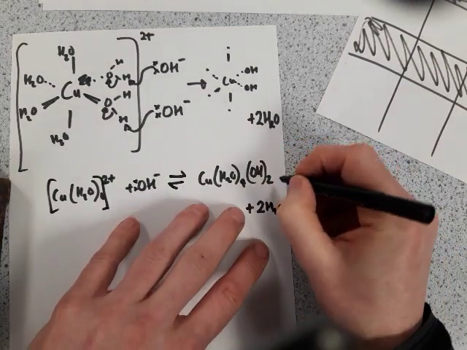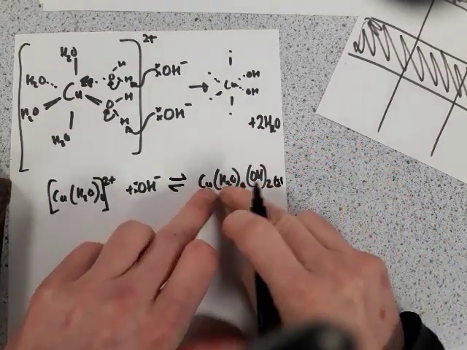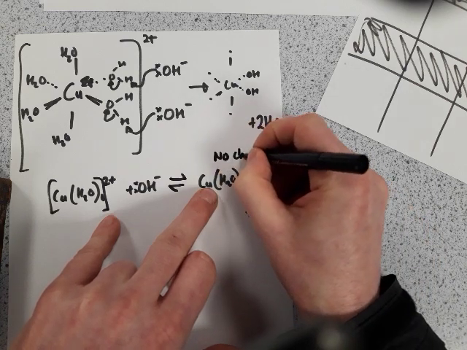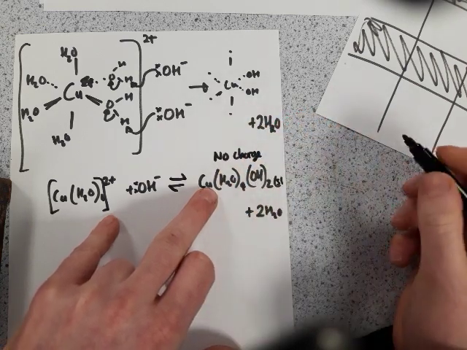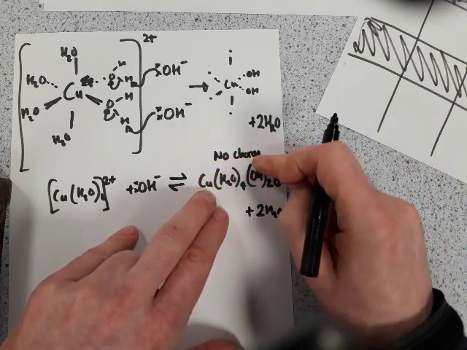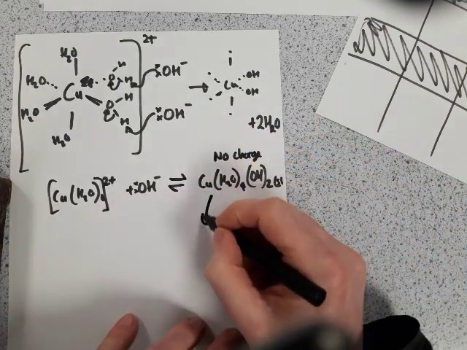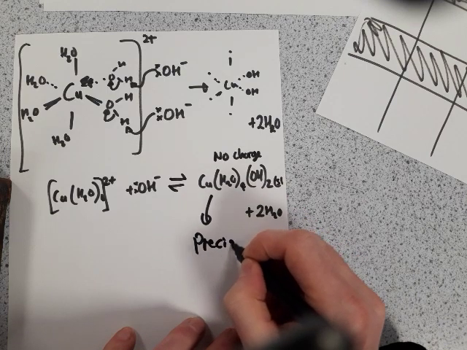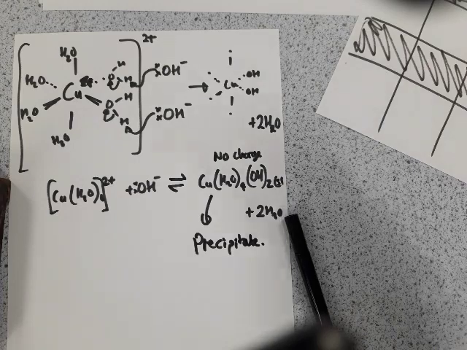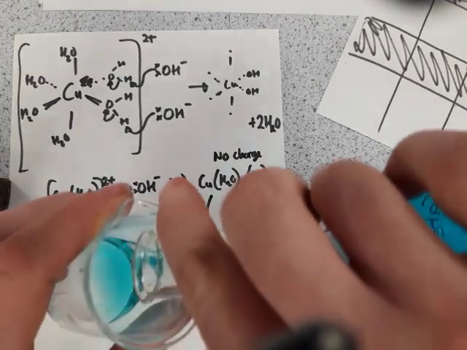Now this thing here, you'll notice that the complex you've formed, this one, has now got no charge. Because it has no charge, it doesn't dissolve in water. So let me say that again. Because it has no charge, it doesn't dissolve in water. That means it forms a precipitate.